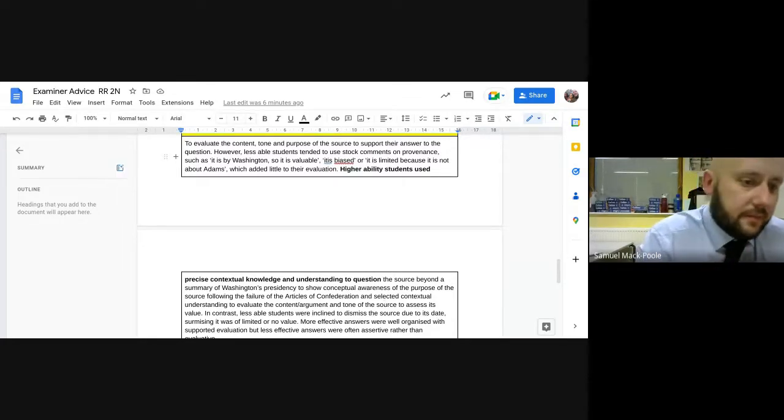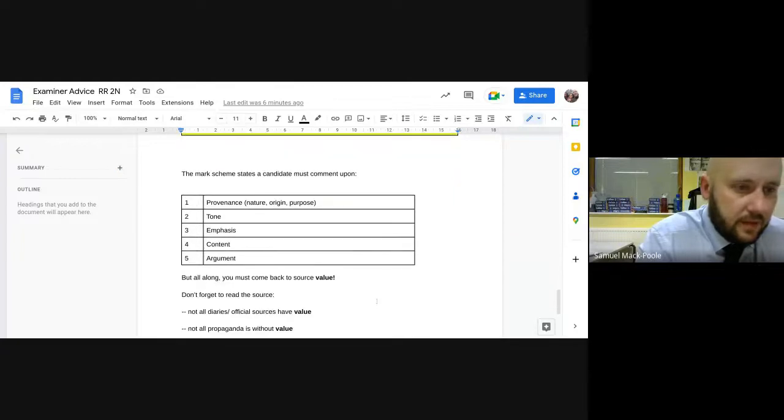Okay, now, moving on. So, the mark scheme really awards grades for analysing everything, again, with the value in mind. So, the provenance, the nature of the source. Is it a memoir? Is it a diary? Is it a piece of propaganda? Is it a memorandum? Is it a telegraph? You know, what is the nature of the source?